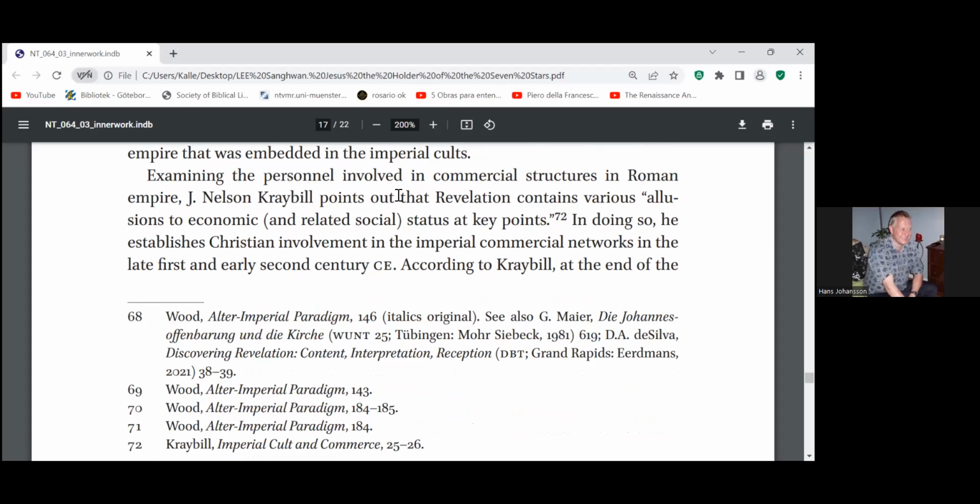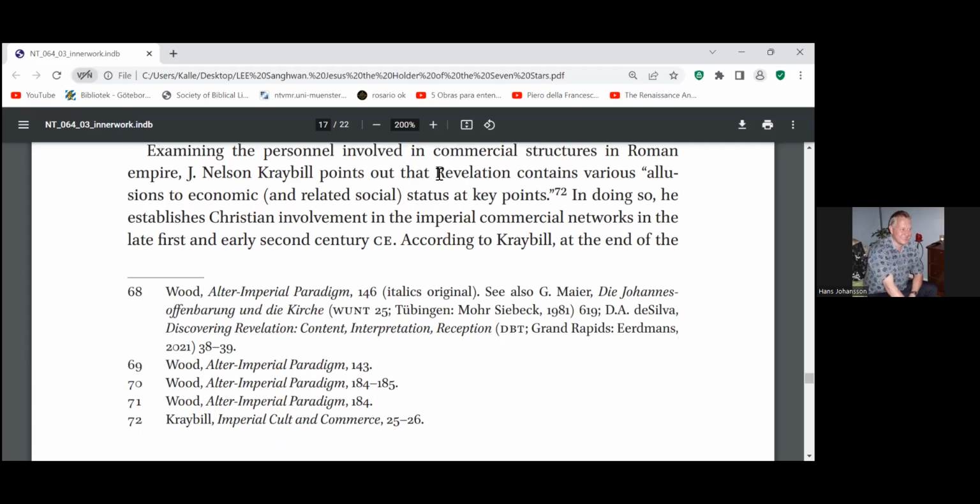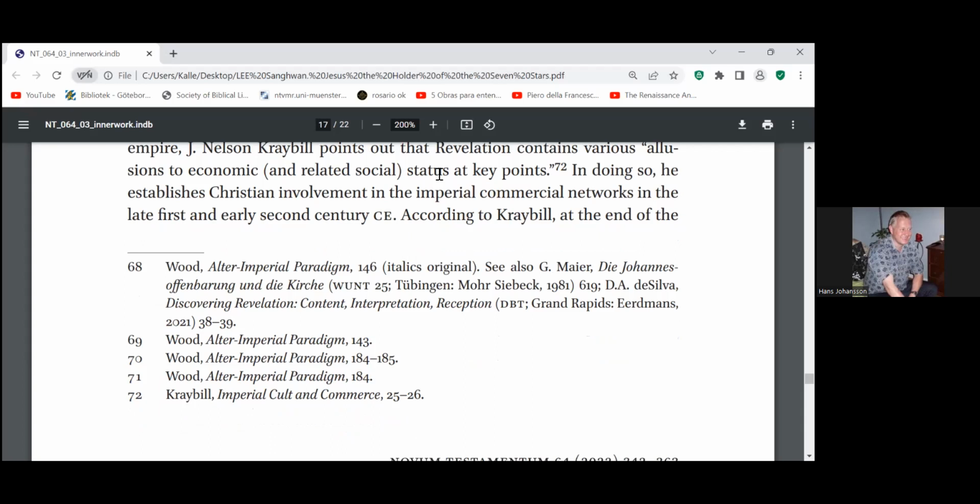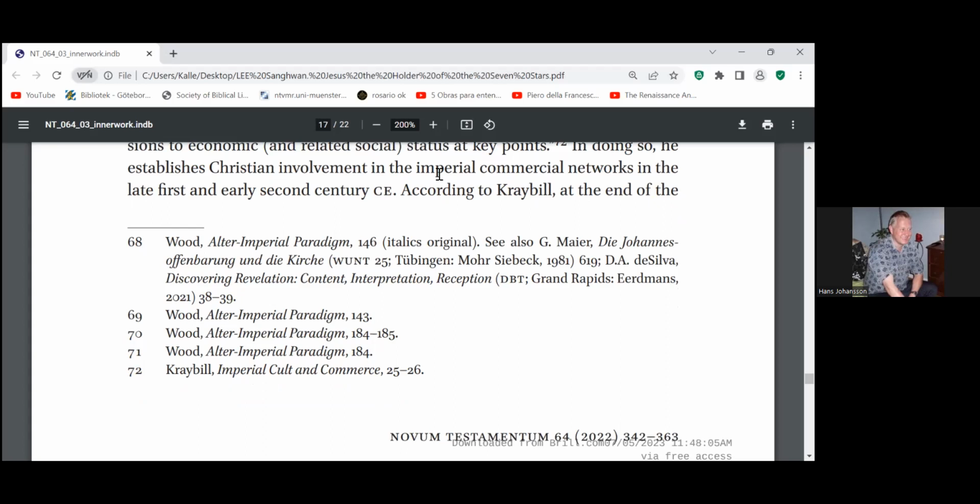Examining the personnel involved in commercial structures in the Roman Empire, J. Nelson Kraybill points out that Revelation contains various allusions to economic status at key points. In doing so, he establishes Christian involvement in the imperial commercial network in the late 1st and early 2nd century Common Era.